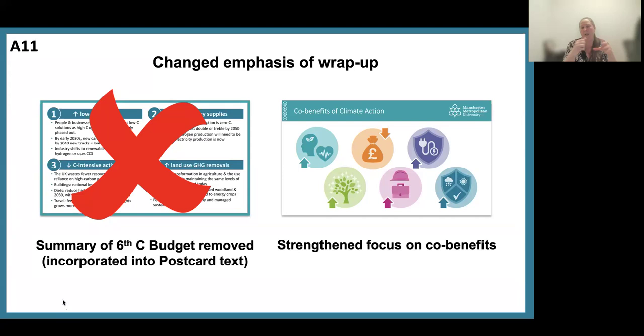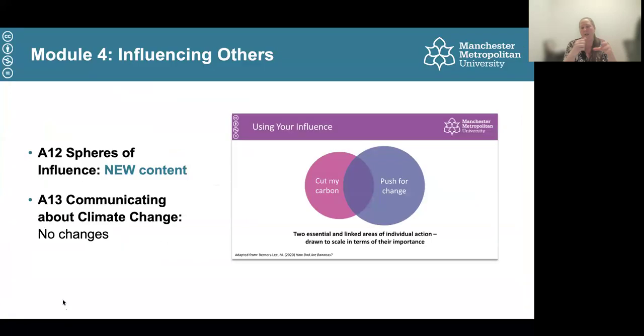Next slide, please. From here on, we've got much, much smaller changes. So in module 4, there's one new slide in spheres of influence, just to highlight the relative importance of cutting our own footprints and doing something that pushes for systemic change. Next slide, please.